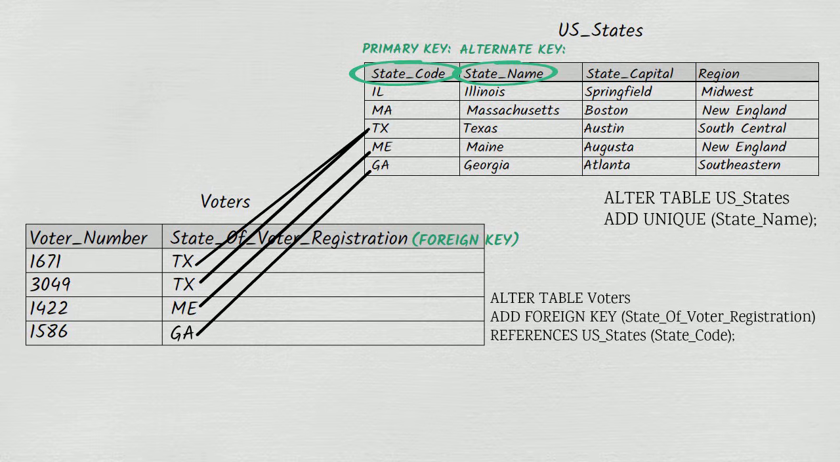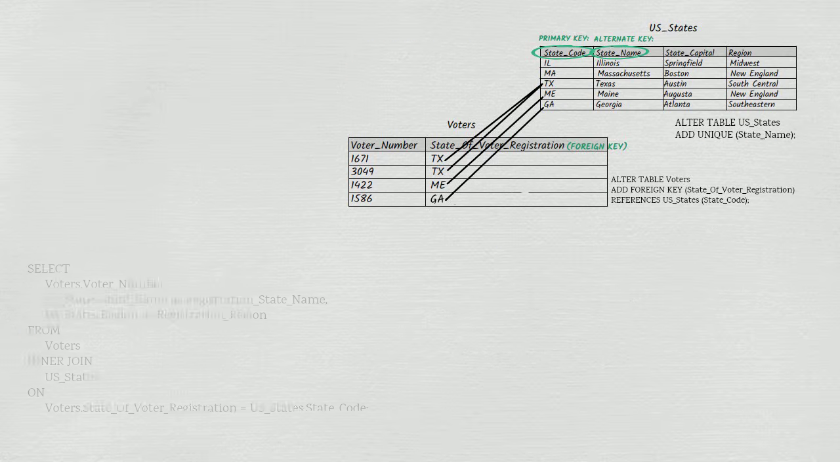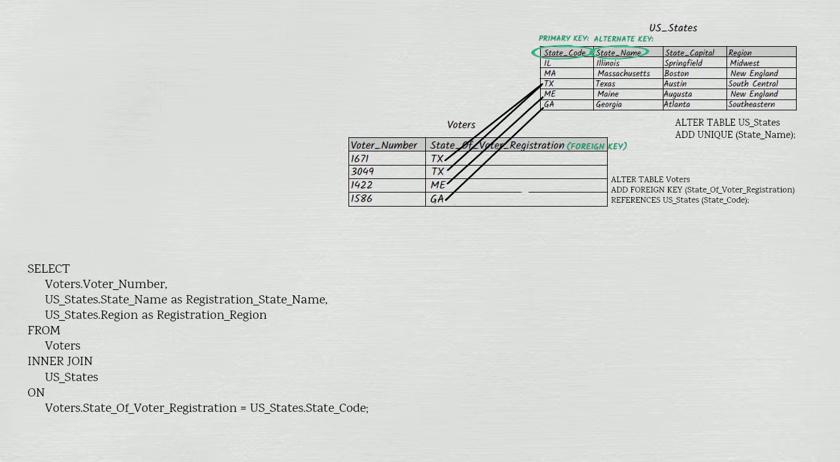With State of Voter Registration set up as a foreign key to state code, we can reliably join the voters table to the US states table using a query like this. Our join criterion is that the state from the voters table equals the state from the US states table. And because both these states are expressed using the same convention, namely as US state postal abbreviations like TX and GA, our join should give the desired results.